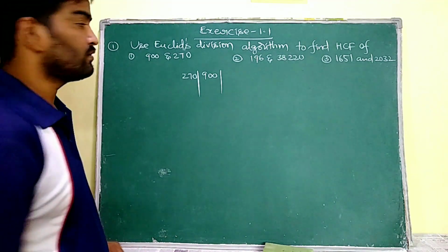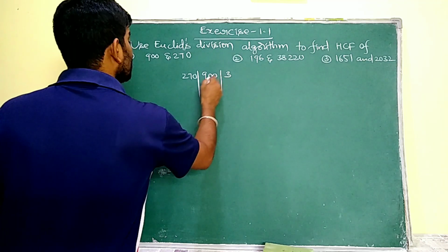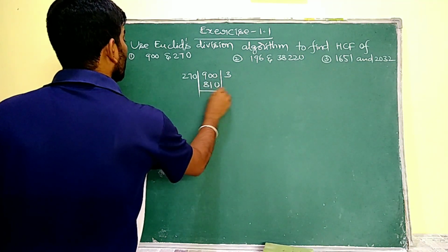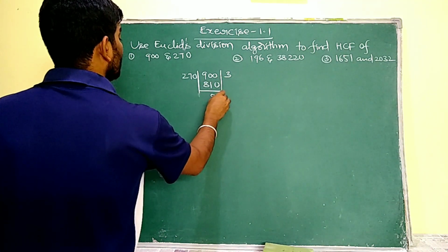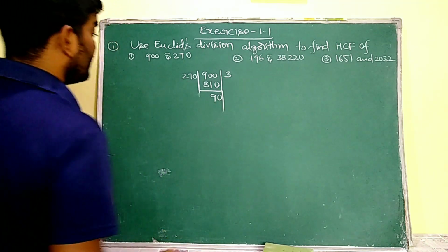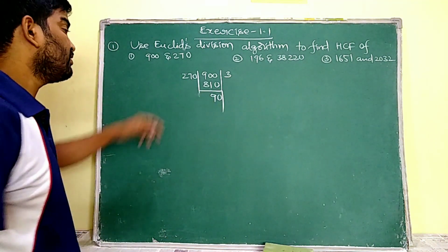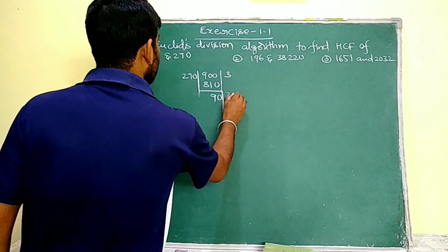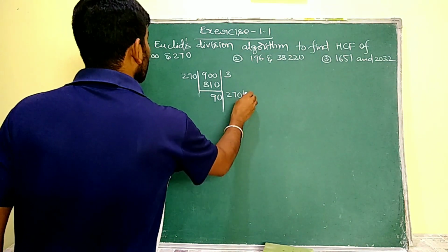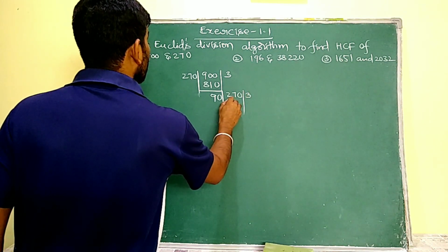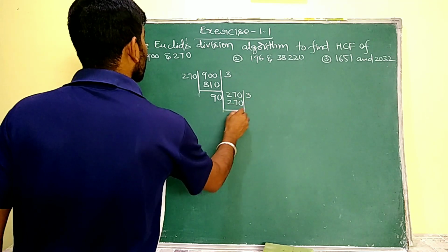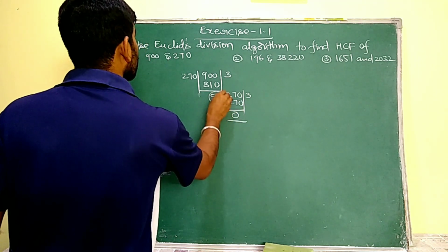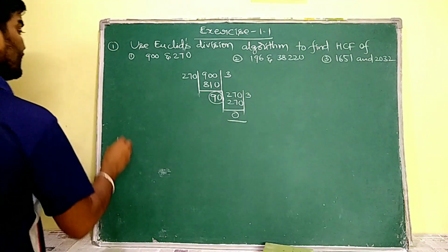Now see, 270 3s are 810. Then here I am going to obtain 90 as remainder. As the remainder is not 0, I am going to divide the divisor 270 with that 90. 90 3s are 270, we know. Here the remainder is 0. If the remainder is 0, then 90 is known as HCF.